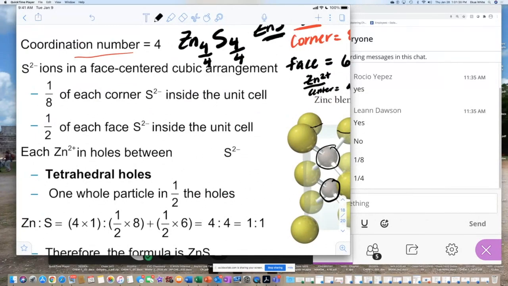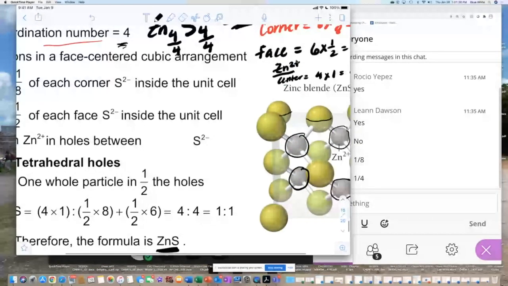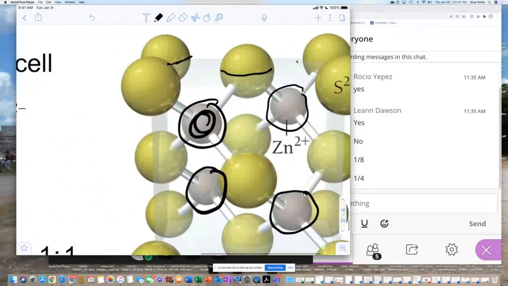Zn and S. The coordination number, they said it was 4. Let's see if we can see that. If Zn is your focal point, you can see how these 4 are surrounding the Zn. So when they're packed together like they're supposed to be in the solid, those 4 surround the Zn ion. Okay?